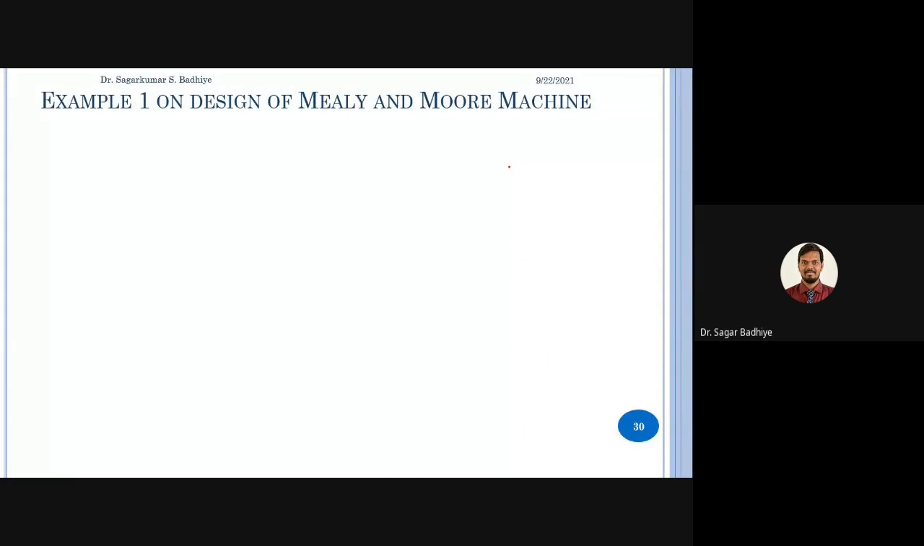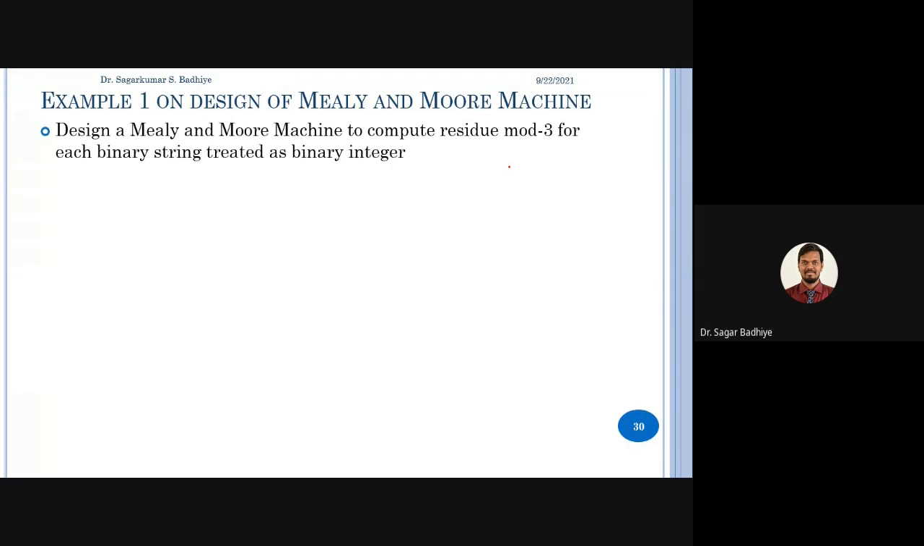Now let us move to another example on design of Mealy and Moore machine. We will consider both examples for both the machines for a particular problem. Here we will be designing a Mealy as well as a Moore machine that will compute residue modulo 3 for each binary string treated as a binary integer. Whenever a binary number is given as input, we need to compute the mod 3. Mod 3 means you need to divide the binary number by 3 and the output should be the remainder.